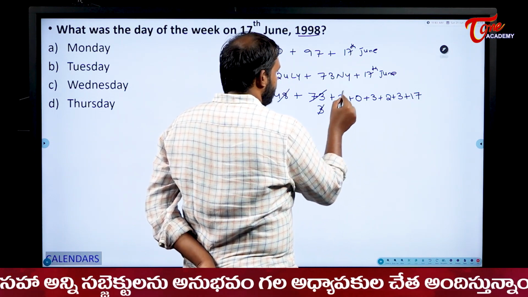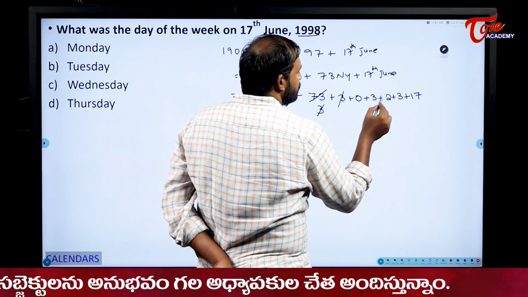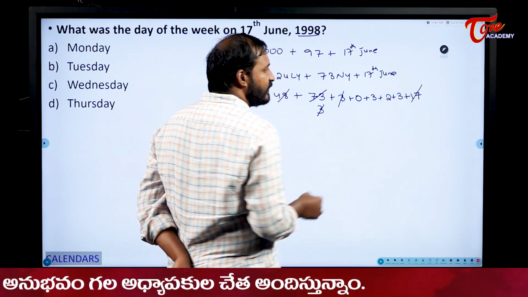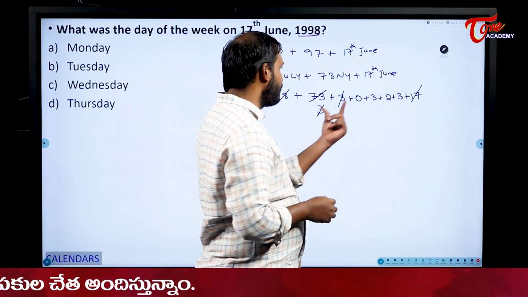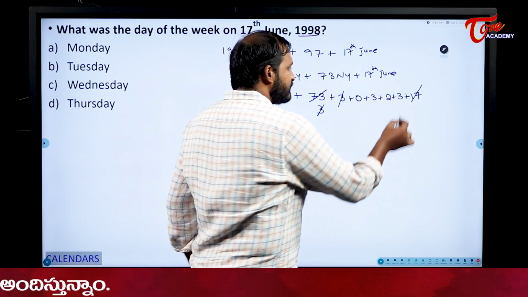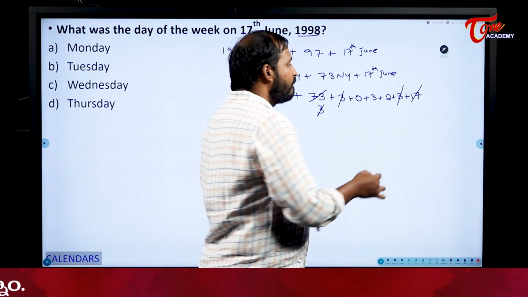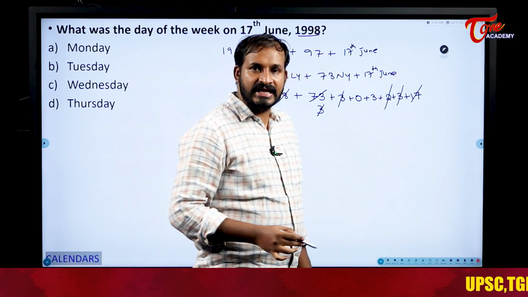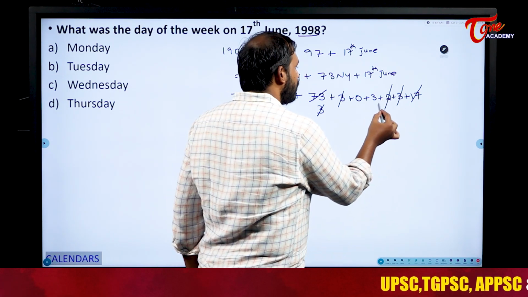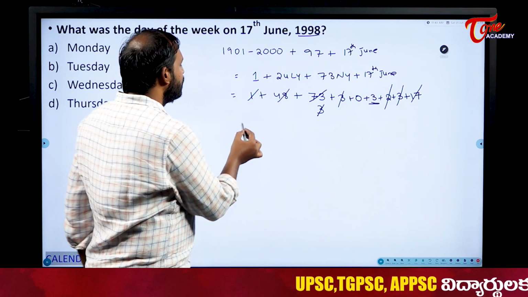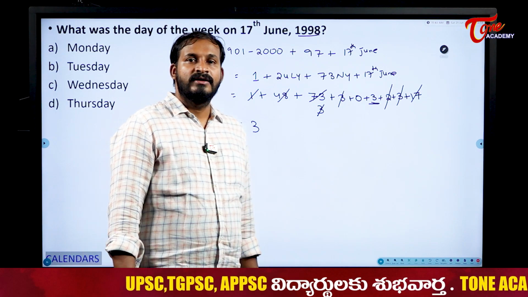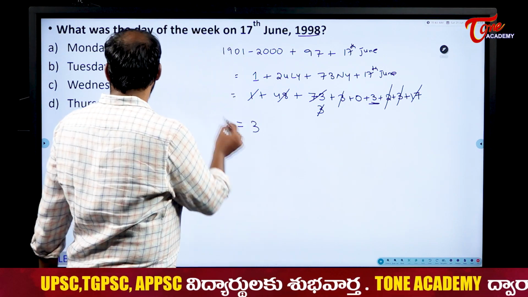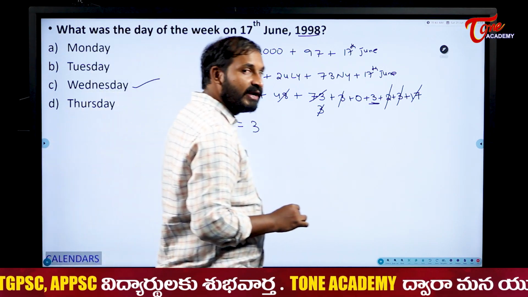3, 3, 6. 6 plus 17, 23. Plus 3, 26. Plus 2, 28. 7 multiple is cancelled, right? 7 multiple is gone. So now at last I was left with what? 3. 3 is the code for what day? 3 is the code for Wednesday. So our answer here becomes Wednesday.